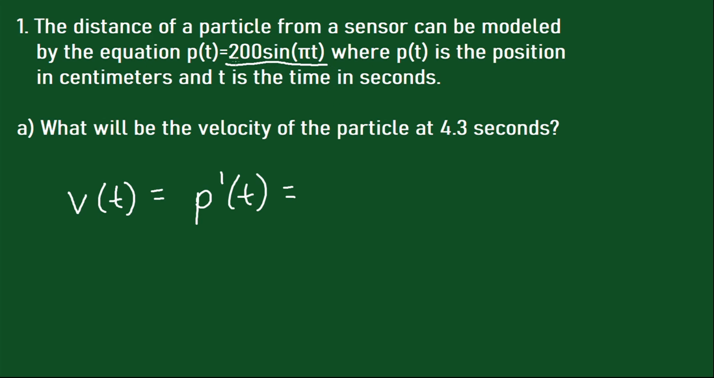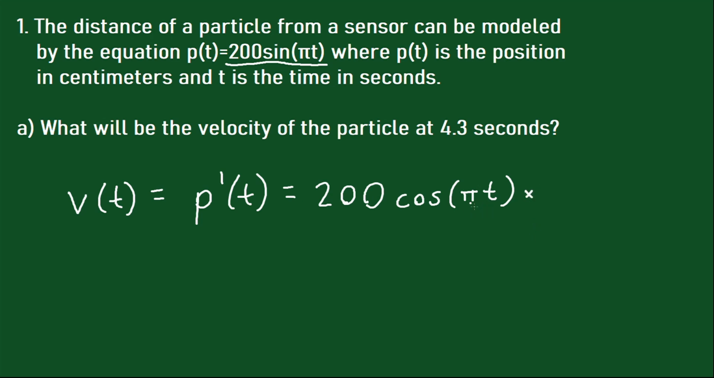Well, the 200 on the front is just the coefficient, so we can leave that alone. And then we have sine of something. Well, if you remember your rules for taking the derivatives of trig functions, we know the derivative of sine is cos. So we'll have cos of πt. However, that thing in the bracket that we were originally taking sine of, that's not simply t, it's π times t. So because of that, we have to use a chain rule. We have to multiply by the derivative of that inside part.